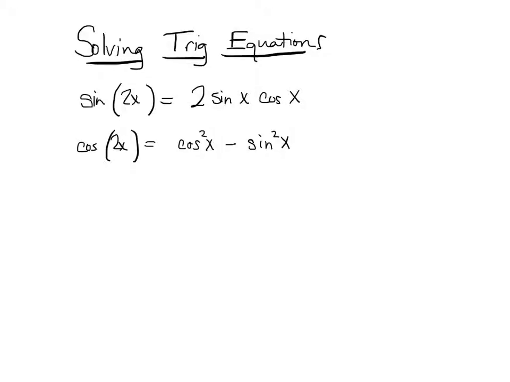So solving trig equations, there are two basic identities that you've got to be aware of, and here they are. I put them at the front of the video so that if you need to reference them, you just rewind back to the beginning of the video. We also have the fundamental identity, cosine squared plus sine squared equals 1, which allows us to trade cosine for sine, or vice versa.